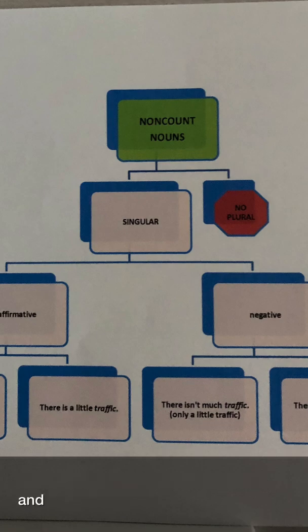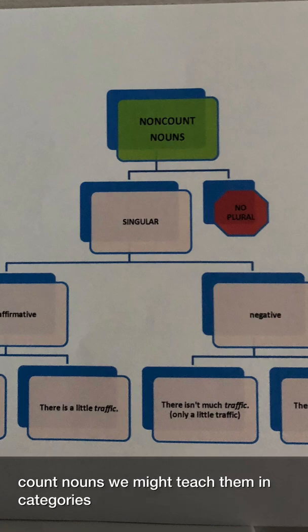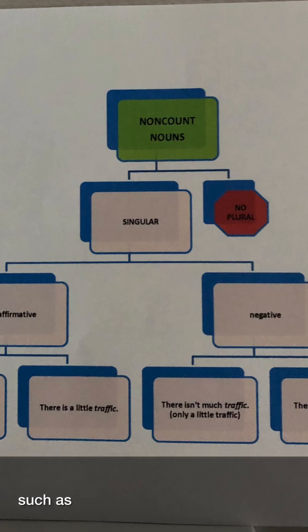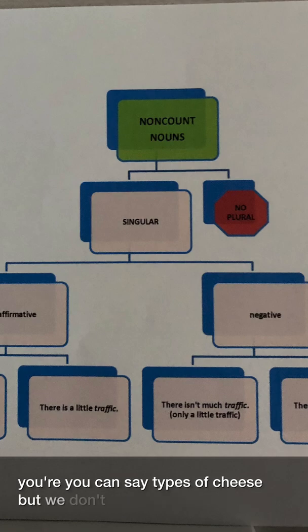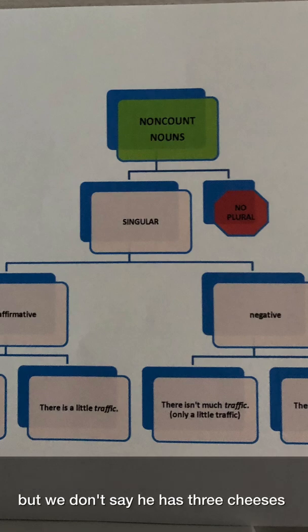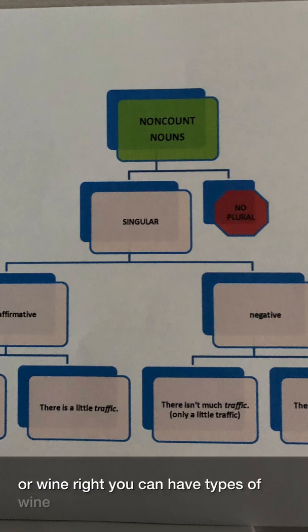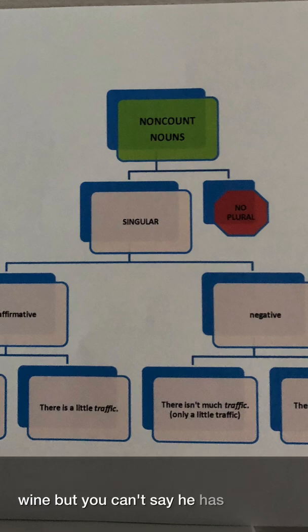And usually in ESL, when we teach non-count nouns, we might teach them in categories, such as categories of food. So types of food that you can't count, okay, such as cheese, right? You can say types of cheese, but we don't say he has 3 cheeses. Or wine, right? You can have types of wine, but you can't say he has 3 wines.